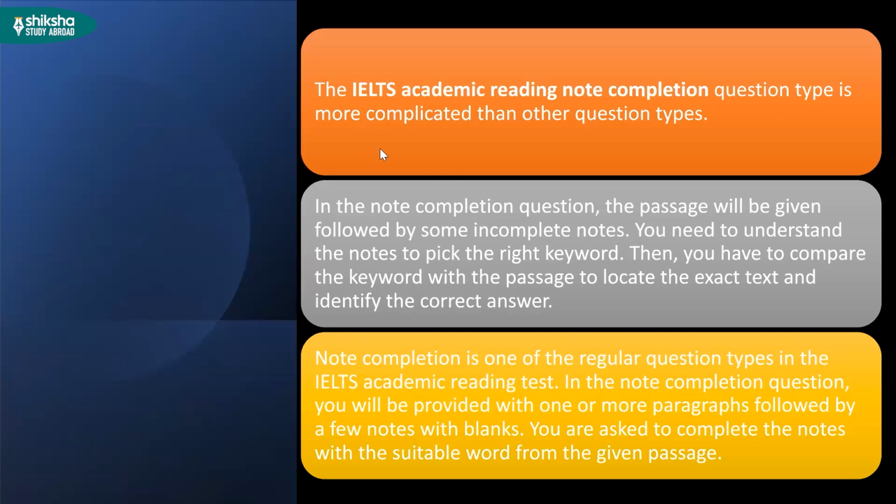And next we have note completion questions. So let's read about it further. The IELTS academic reading note completion question type is more complicated than other question types. In the note completion questions, the passage will be followed by some incomplete notes. You need to understand the notes to pick the right word or the right keyword. Then you have to compare the keyword with the passage to locate the exact text and identify the correct answer. So this is what you will do in these kind of questions.